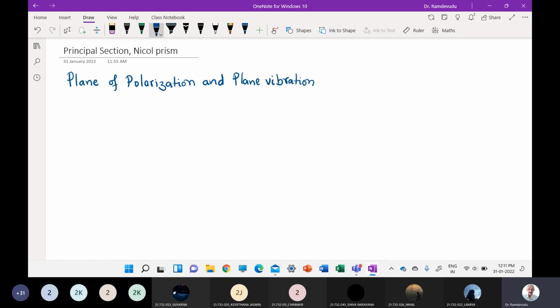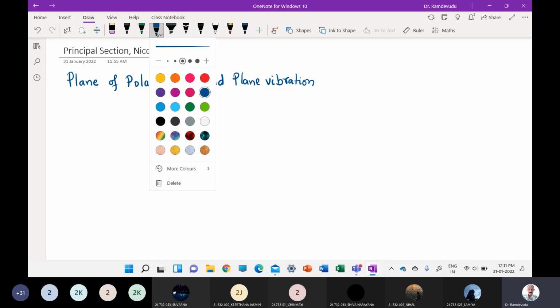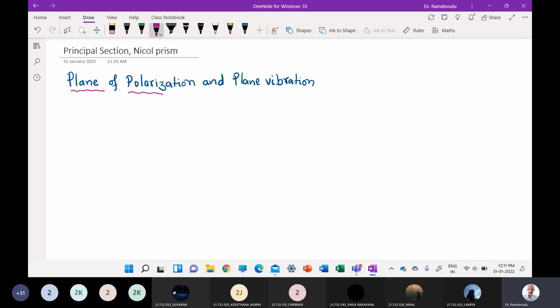In polarized light, we have vibrations confined to a particular plane. The plane in which the vibrations occur, we call the plane of vibration. To understand this, here I draw a simple figure to see what the plane of vibration and the plane of polarization are. First, the plane of vibration: the plane containing the optic axis and the direction of vibrations.